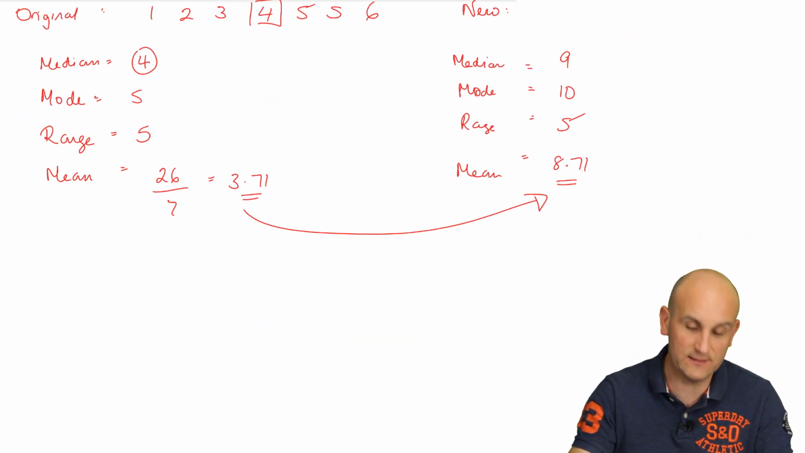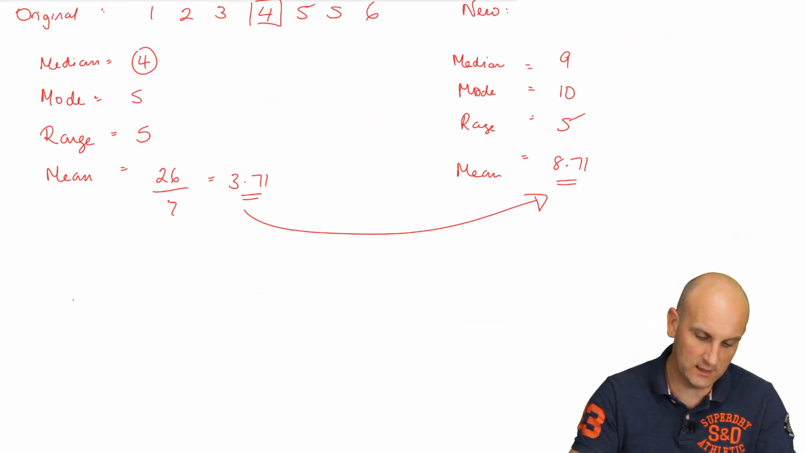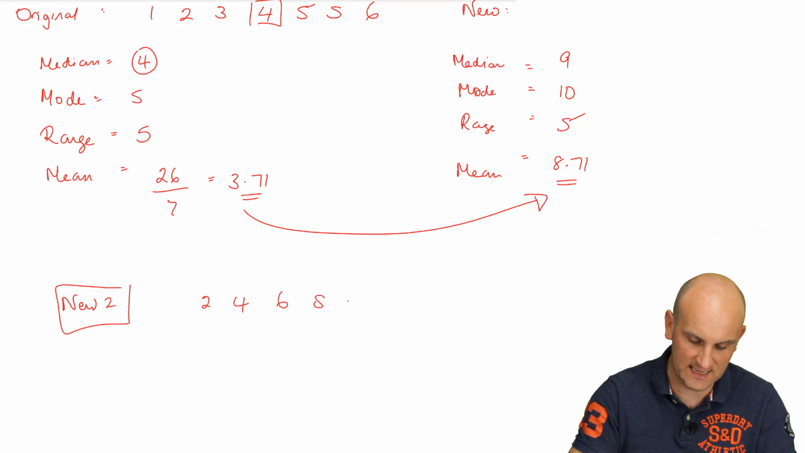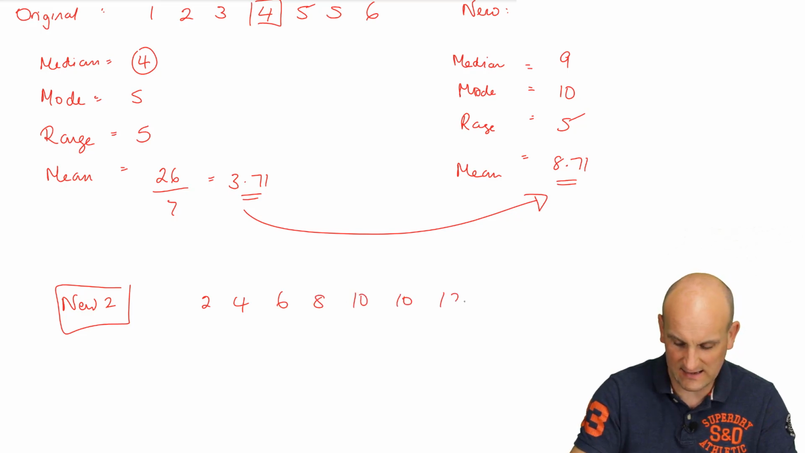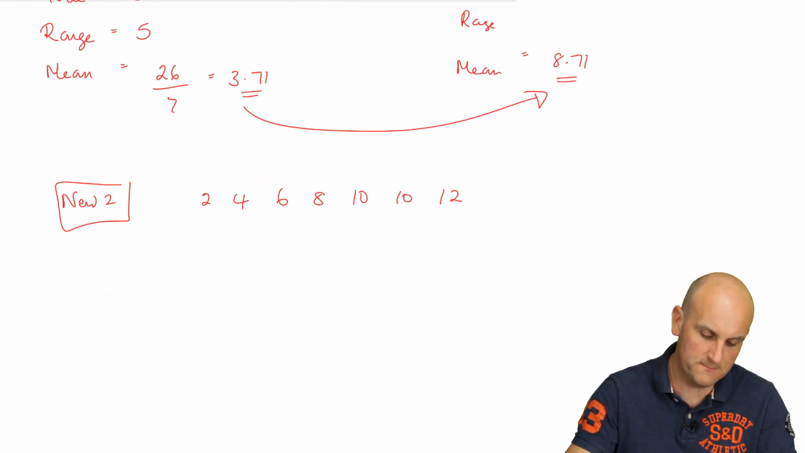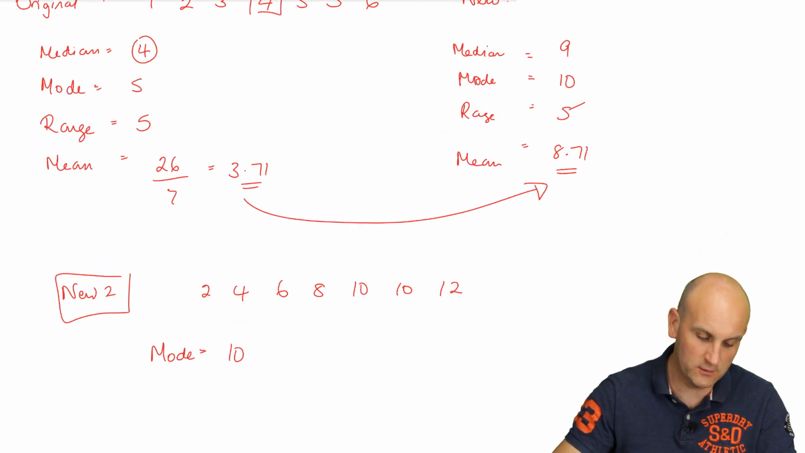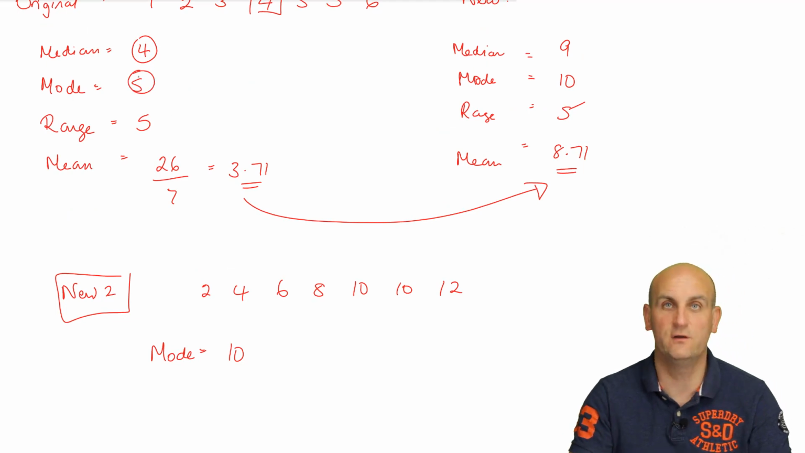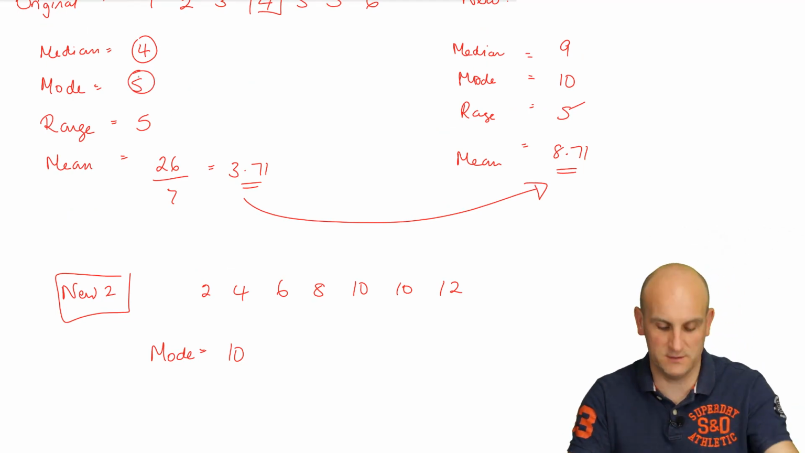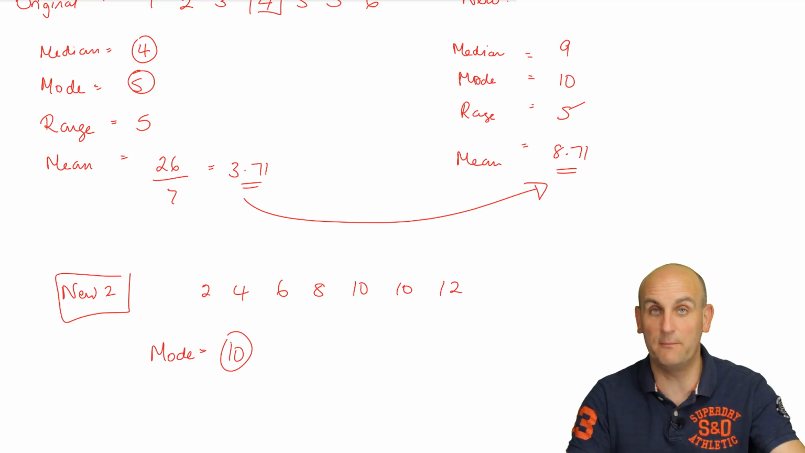What happens if I was to take the numbers and double them? So let's say the second lot of new numbers, and what would we have? So 2, 4, 6, 8, 10, 10, and 12. Let's say what would my mode be? Well, my mode is 10. What was my original mode? My original mode was 5. But because I've doubled all my numbers, my mode has doubled as well.